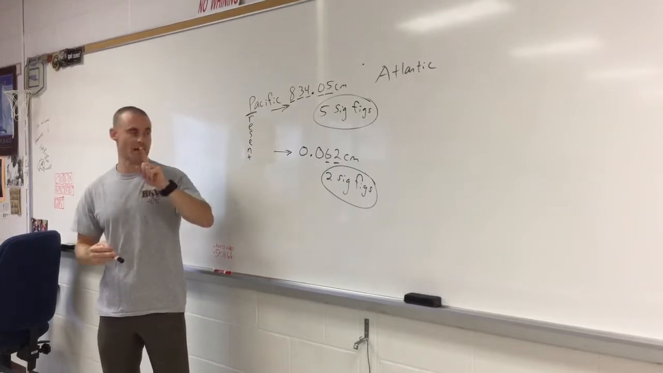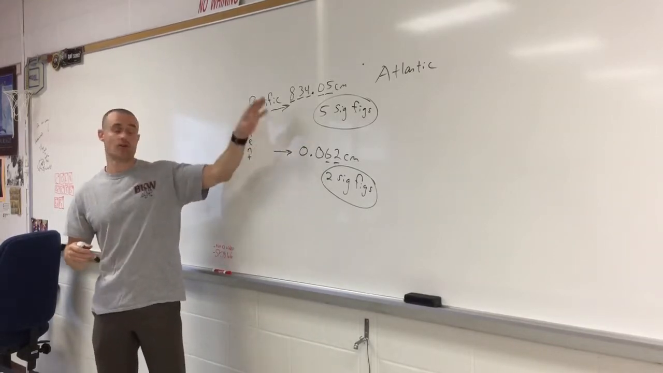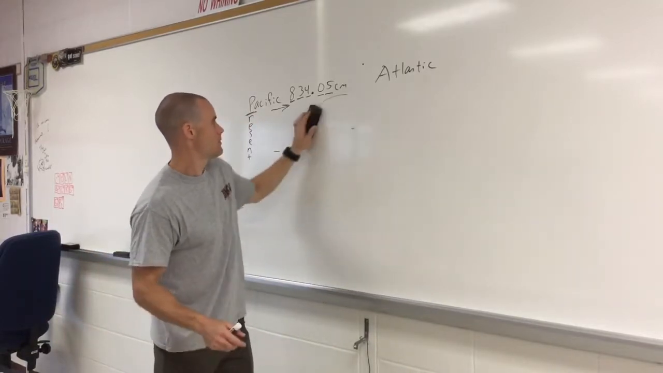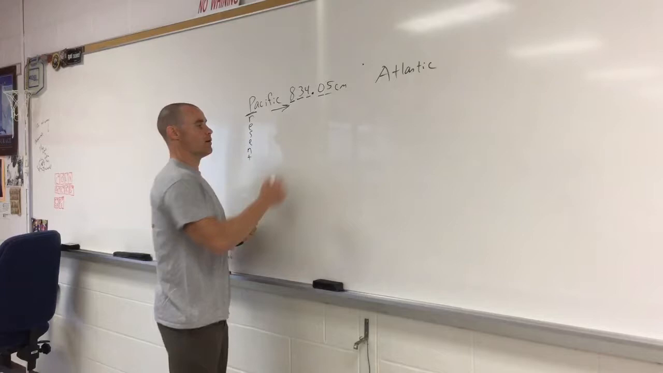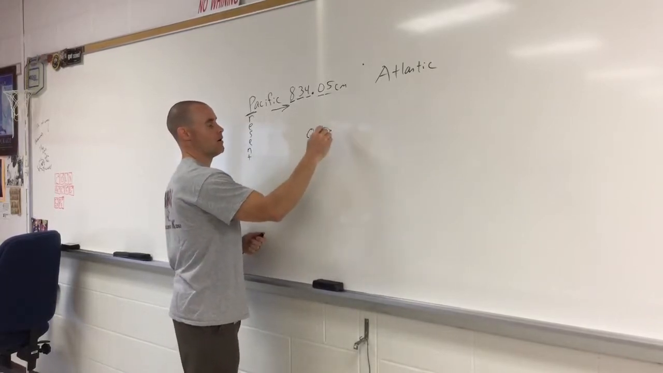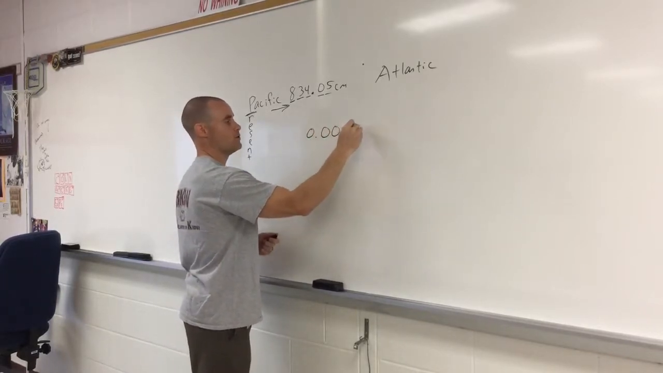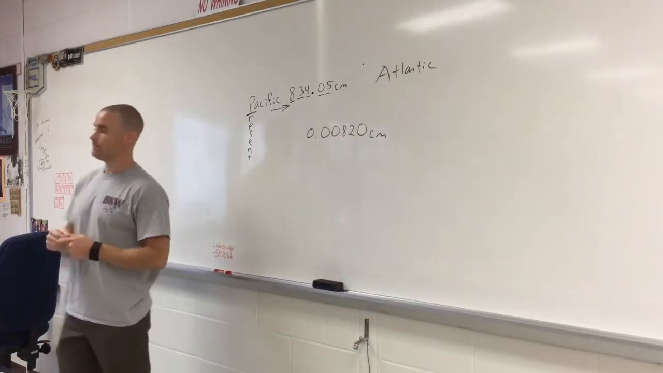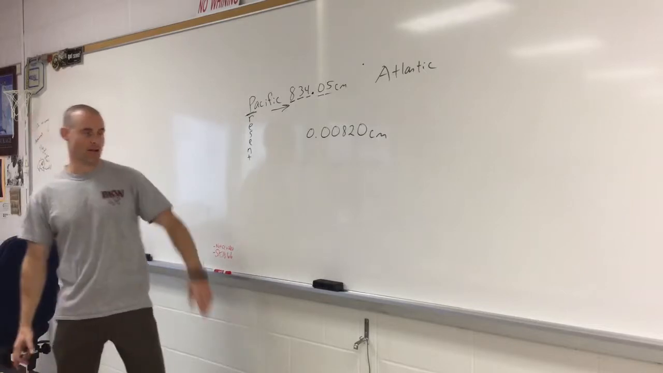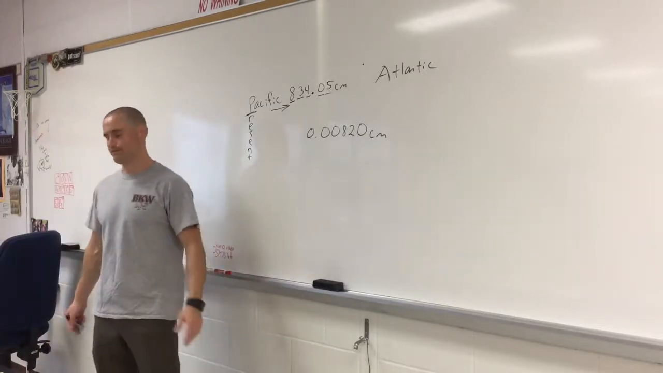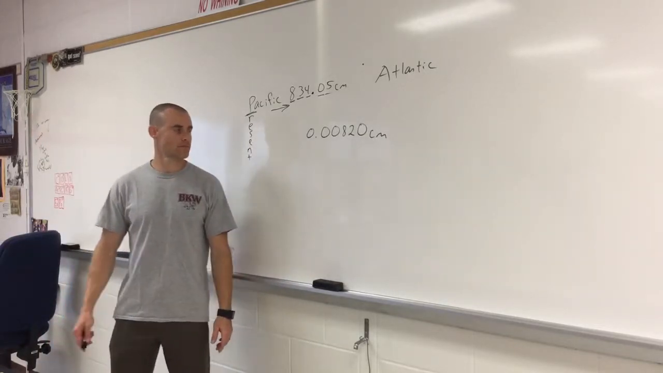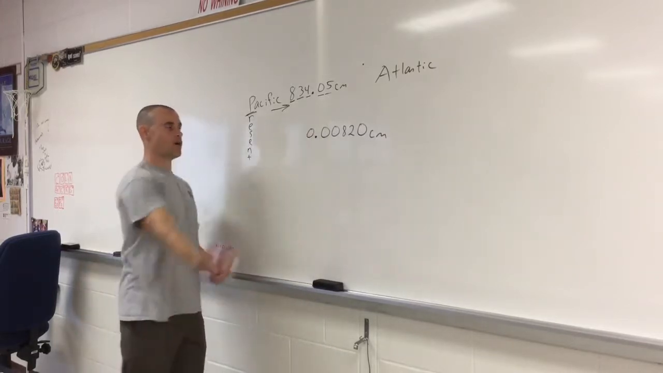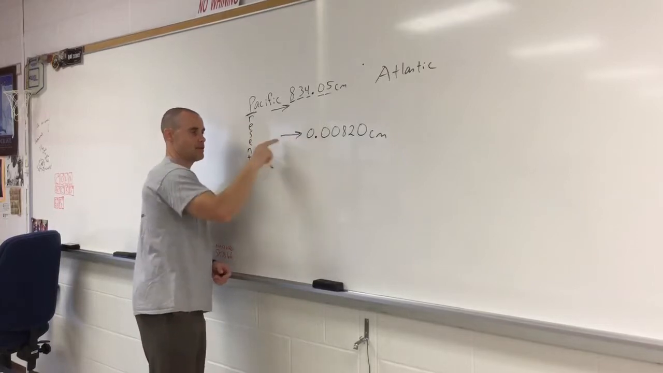I'm going to give you one more example with the decimal point present, then we're going to do numbers without a decimal point. What if we had 0.00820 centimeters? Write that number down. This is a really obscure, super tiny number, but decimal point present. We go to the Pacific side, start counting from the left.